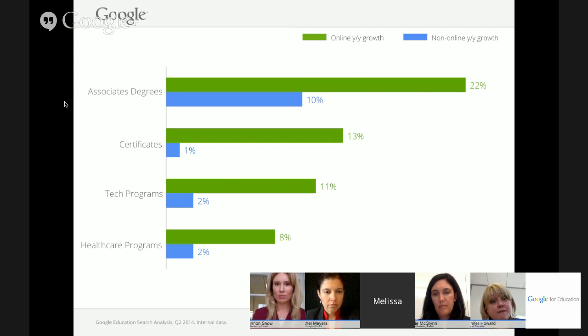When modified with associate's degrees online, they're growing 22% year over year. The same is true with certificates growing faster, tech programs growing faster, and healthcare programs growing faster online. We think it's particularly interesting that associate's degrees and certificates in particular are typically shorter programs where people can complete these degrees and certificate programs more quickly. Combining that with the ability to do it online might be indicating a student's urgency to really get moving forward, not only with education, but hopefully whatever they're pursuing once they complete. These are the areas where we're seeing a significant difference in online versus non-online.